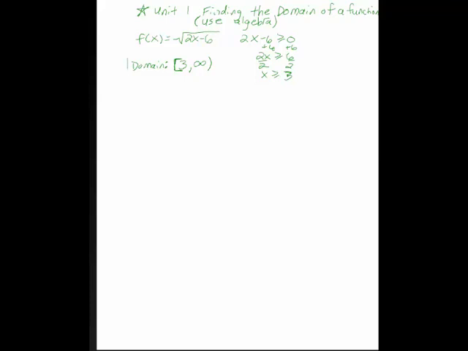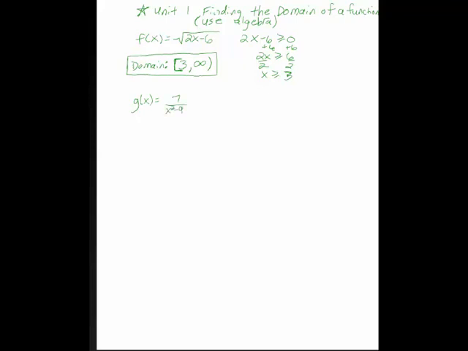So there's my domain. That trick works with most functions that have a square root in them. You just set the inside of the square root greater than or equal to 0, solve that out, and write your answer in interval notation. So let's look at another function here. How about g of x equals 7 over x squared minus 9.